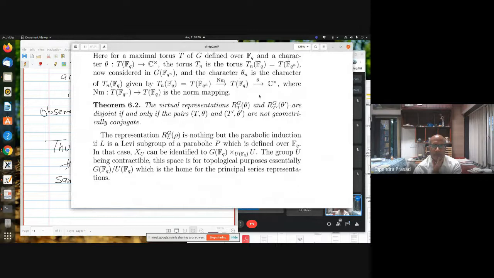So here I say a few words. This Deligne-Lusztig representation is nothing but the parabolic induction, if L is a Levi subgroup of a parabolic which is defined over F_q, because in that case X_U can be identified to this fiber product G^F_q cross U^F_q times U. You recall that X_U was the inverse image of U under the Lang mapping. And the Lang mapping was somehow a G^F_q torsor.